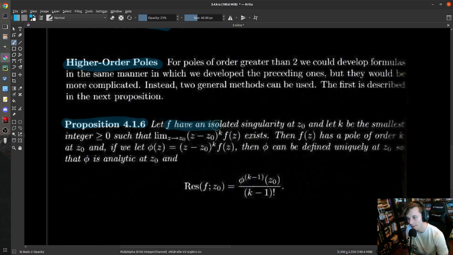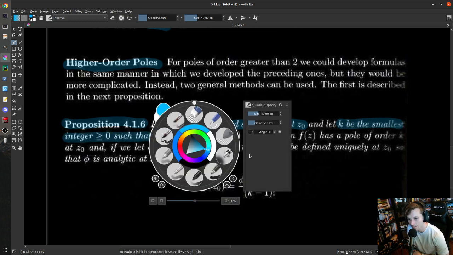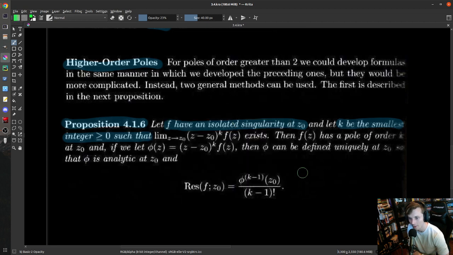So if f has an isolated singularity at z0, and k is the smallest integer greater than or equal to 0 such that the limit, I'm going to highlight this in green, the limit as z goes to z0 of (z minus z0) to the k times f of z exists, then f of z is a pole of order k at z0, we already knew that. And if we set phi of z equal to (z minus z0) to the k times f of z, then phi can be defined uniquely at z0, obviously equal to this limit, and it's analytic at z0, definitely, for sure, right?